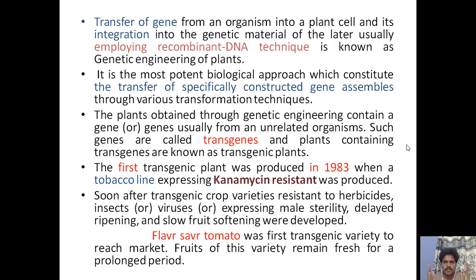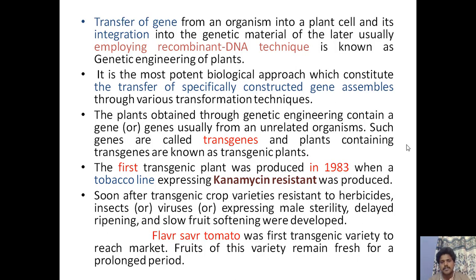So those plants which have been genetically engineered are transgenic plants. It's a most potent biological approach which constitutes transfer of a specifically constructed gene assembly through various transformation techniques. Previously you have learned about the different kinds of transformation techniques, like direct gene transfer methods such as the gene gun or biolistic method, electroporation, and so on, or indirect methods using Agrobacterium mediated gene transfer. The plants obtained through genetic engineering contain a gene or genes usually from unrelated organisms, hence we call them transgenes, and the plants containing those are called transgenic plants.